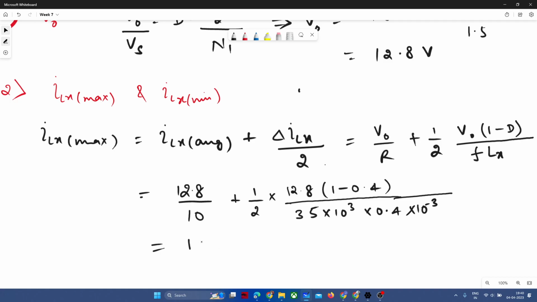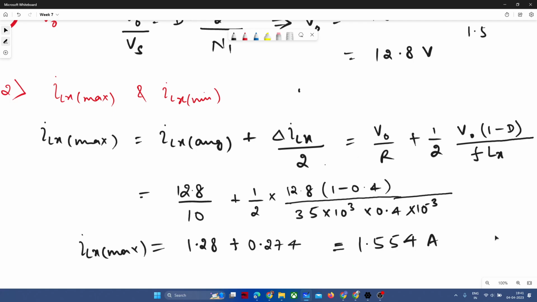So the first component is 1.28, that is straightforward, plus half into 12.8, 2.6 divided by 35 into, so it is coming out to be 0.2742. So I will take 0.274 for simplicity. I hope this value is correct. And overall, if I add it with 1.28, I will get 1.554 ampere. So this is the magnitude of ILX max.